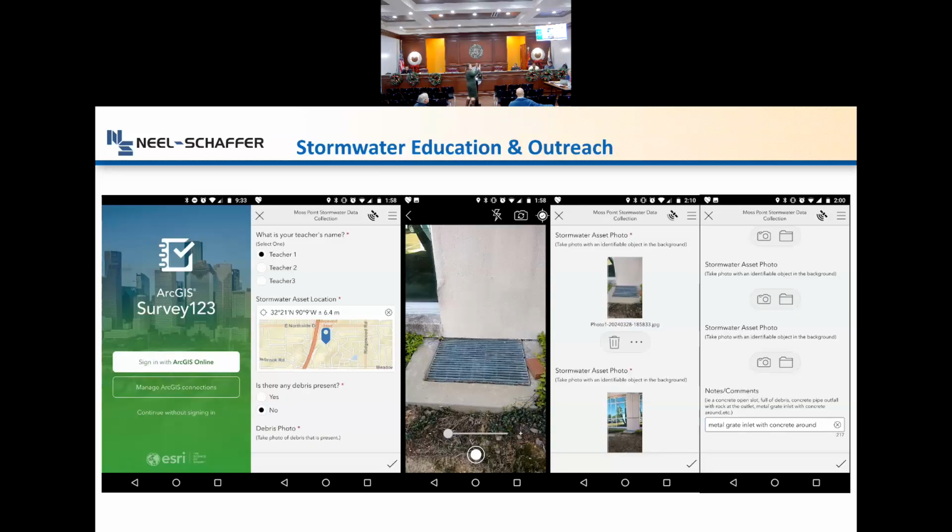So from left to right is just what you would see when you pull up the Survey 123 that we created. The second one was where you would input data for the specific stormwater asset. An example of a picture that we would ask you to take, and then the next two are just kind of scrolling down in that app. And then you just submit it, and then you just walk to the next one and you do the same thing. So the students really enjoyed it.